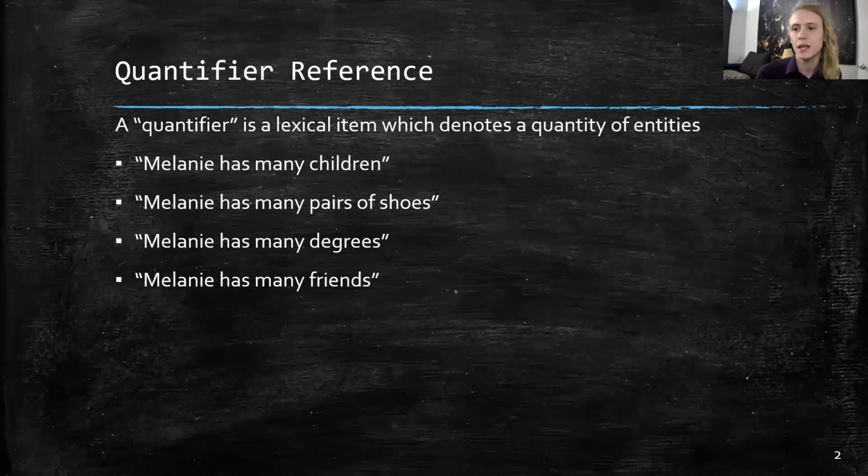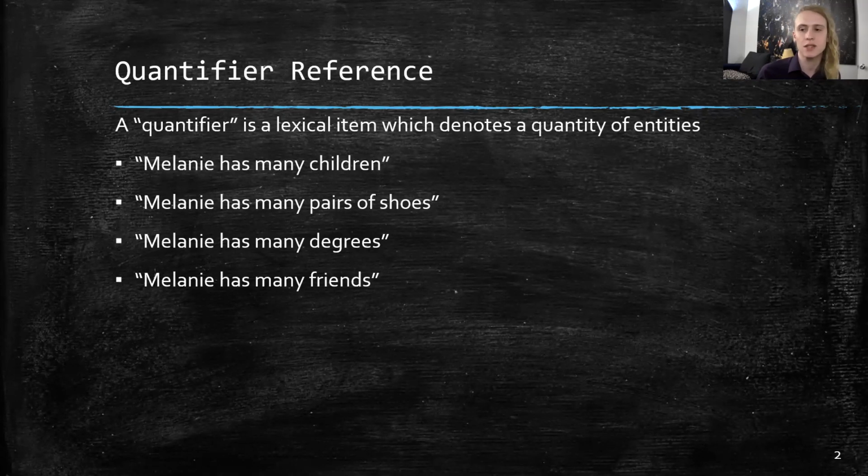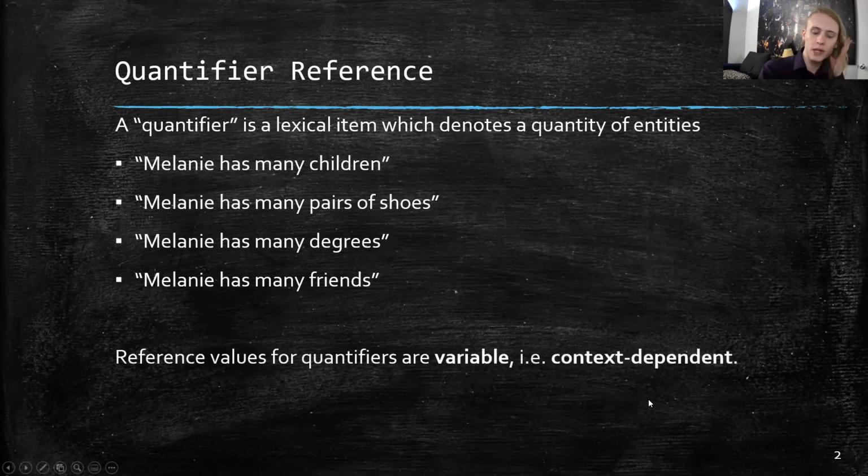And if we think about the meaning of these utterances, Melanie has many children, it's probably 5, 6, 7, 8 or more children. However, many pairs of shoes would be much more, right? Maybe 15, 20, 30 pairs of shoes. In the case of many degrees, it could be as few as 3 degrees, like a bachelor's, a master's, and a PhD is considered many degrees. And so we can see that the reference values for these quantifiers are quite variable.